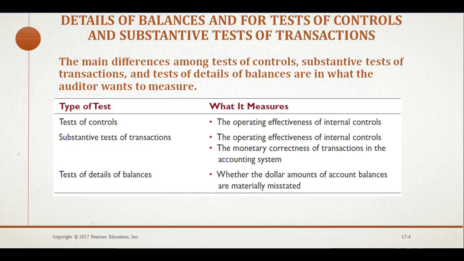If the auditor's objective is to measure the operating effectiveness of internal controls, then the auditor would perform the test of controls. The auditor measures both operating effectiveness of internal controls and transaction accuracy in the accounting system by performing substantive tests of transactions. The test of details of balances is used to determine if account balances are materially misstated in the financial statements.